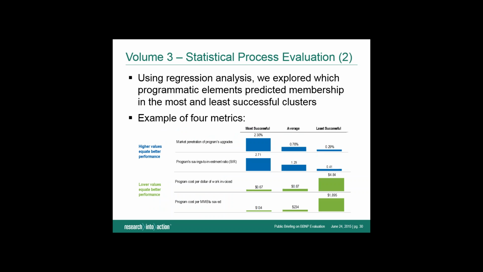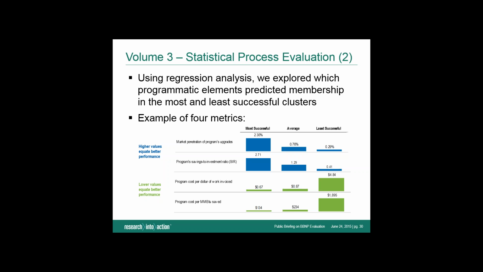Blue, we're looking for higher values, equates to better performance, and the green, lower values, equates to better performance. You see here that the most successful group had higher average scores on market penetration of their upgrades and program savings to investment ratio. It had the highest mean scores, the grantees in that cluster. The grantees in the average cluster had medium scores, average scores on those metrics, and those in the least successful had the lowest scores on those metrics.